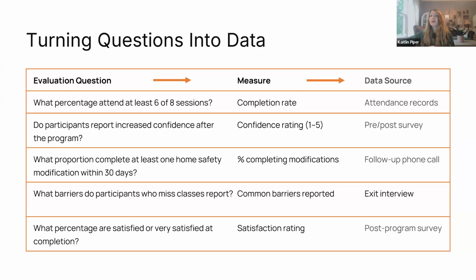I'll do one more example here. Maybe we're also interested in whether participants are making home safety changes. So our question might be, what proportion of participants complete at least one recommended home safety modification within 30 days? The measure is the percentage completing the modification. And then the data source might be a follow-up phone call to ask them about what modifications they made. Notice that the question really determines what we measure, and then the measure determines what data we need to collect.